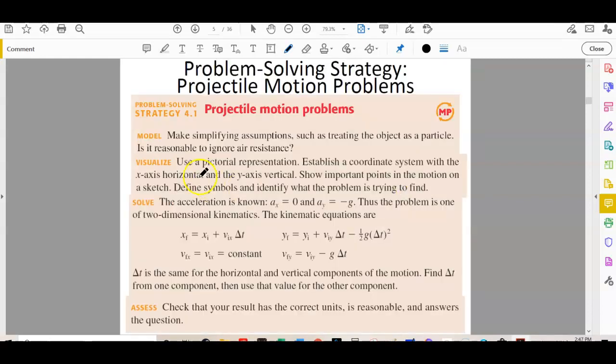Okay, so to remind you, here's the model that we're going to be using. We're going to make some assumptions about objects in free fall. So we're going to be ignoring air resistance. Some problems, not in our class, when you get to higher levels, you can't ignore air resistance, so you have to take that into account.